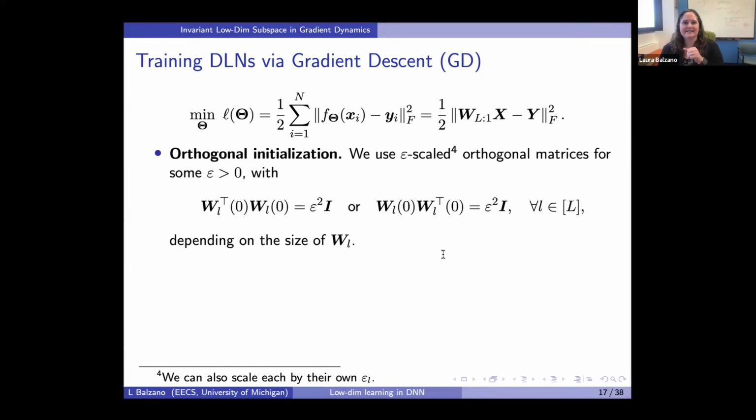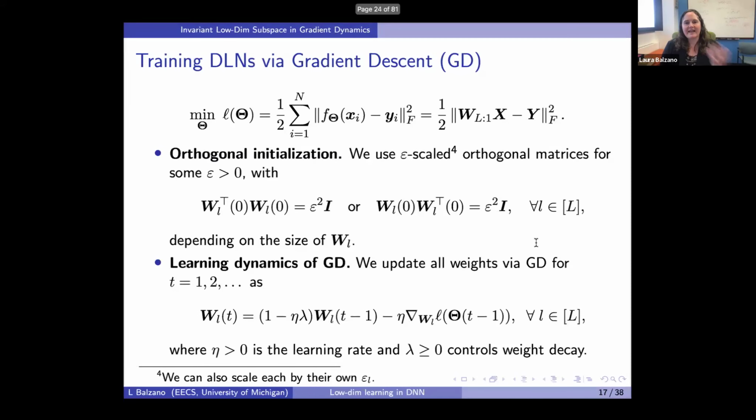For the gradient descent on this loss function, first I'm going to start with an orthogonal initialization, epsilon scaled, okay, so that we can have a small initialization, but it's still orthogonal in this sense that depending on the size of W, if it's tall or wide or square, I guess, then both of these would be true. But this is what we mean by orthogonal in that setting. And then we're going to just use gradient descent, a kind of vanilla form, except with some of the typical parameters used in deep learning. So we have, of course, the learning rate, the step size, eta, and then we have the parameter lambda, which is what controls weight decay.